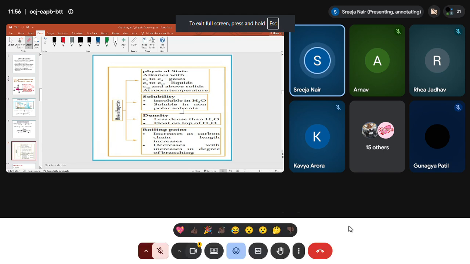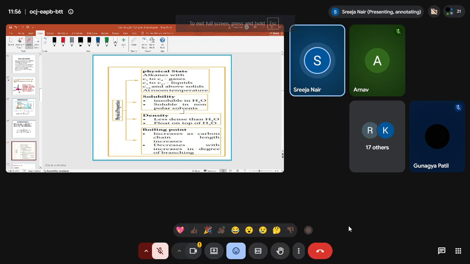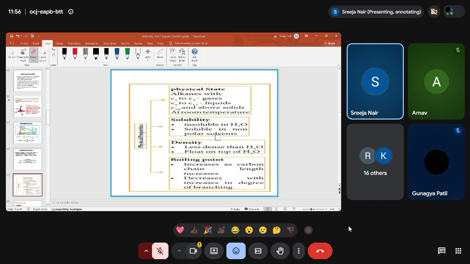Your alkanes are non-polar in nature. As they are non-polar, they are soluble in non-polar solvents like benzene, carbon tetrachloride, carbon disulfide. Okay, these are non-polar solvents. So your alkanes will be soluble in non-polar solvents, or you can call them organic solvents.